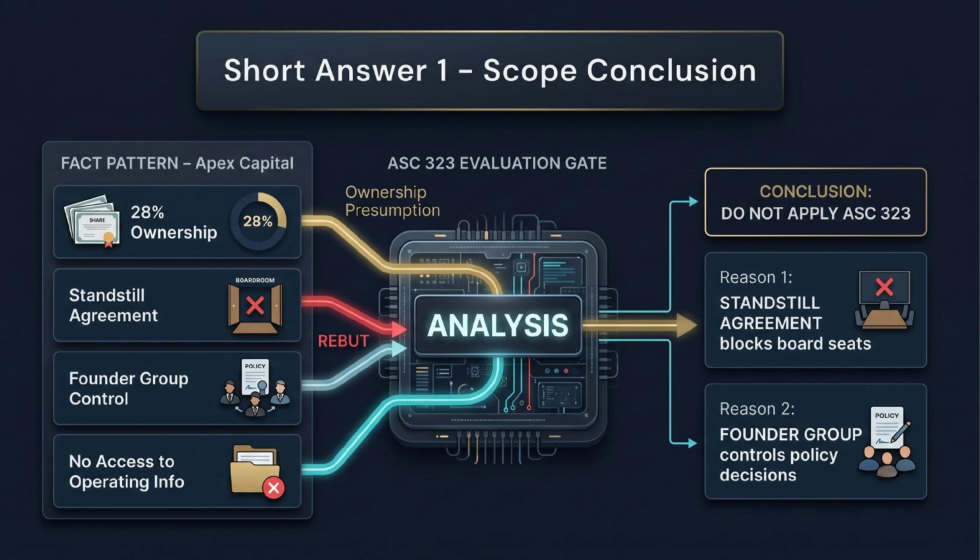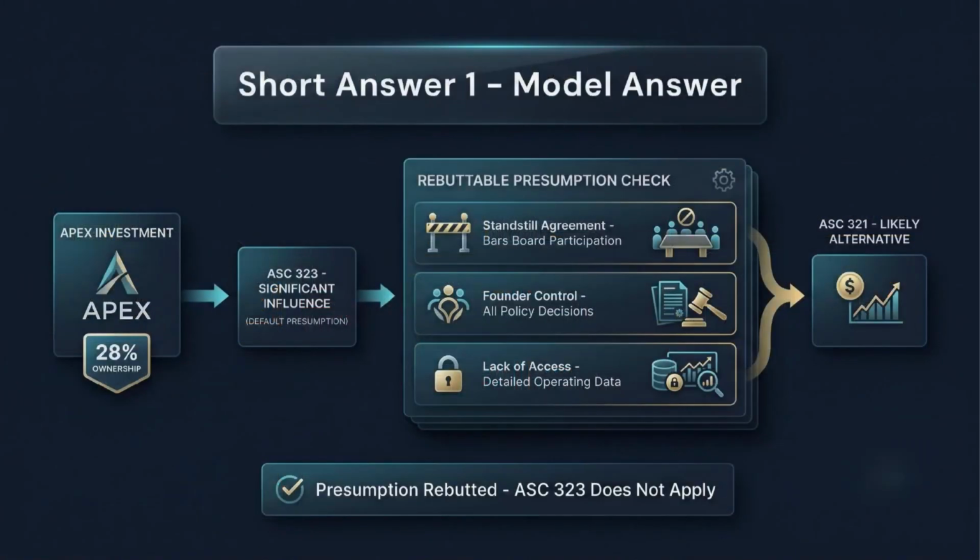Do not answer mechanically just because ownership is above 20%. Your conclusion should address the presumption and then use the rebuttal facts. The model answer is that Apex should not automatically apply ASC 323 solely because it owns 28%. The presumption of significant influence is rebuttable.